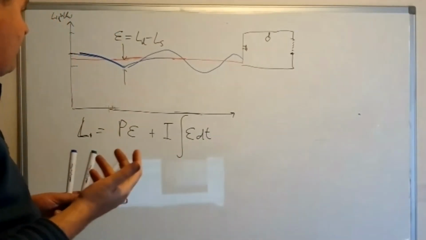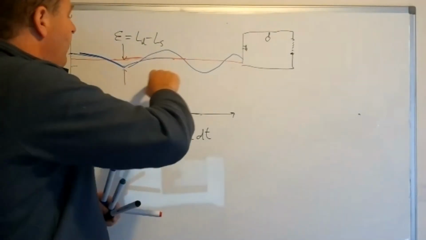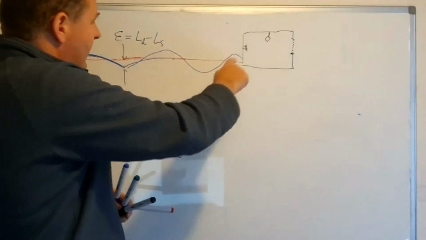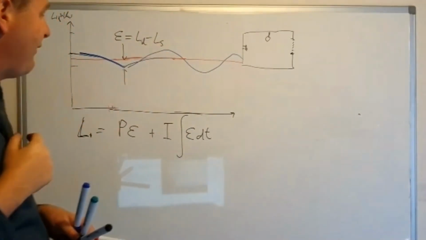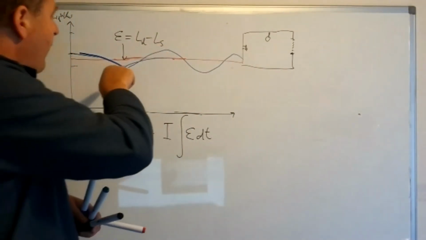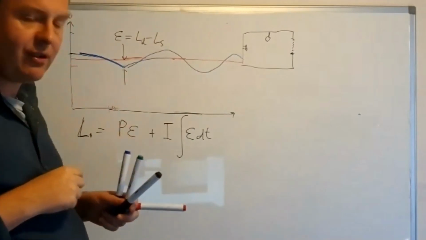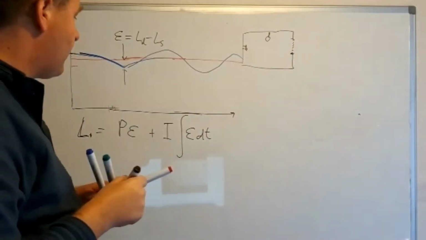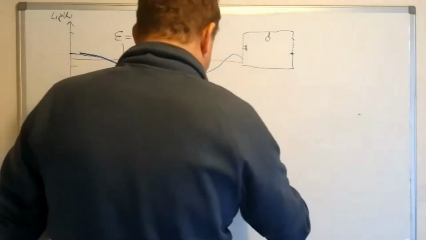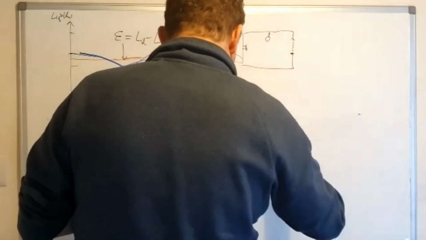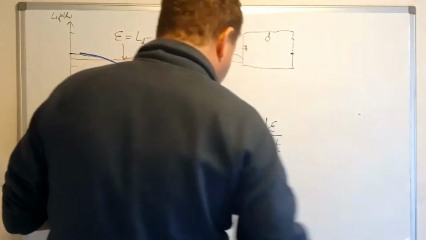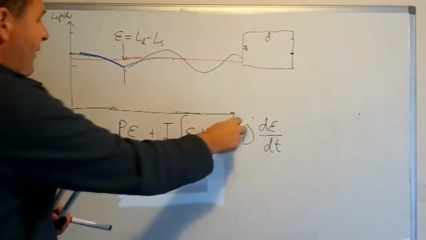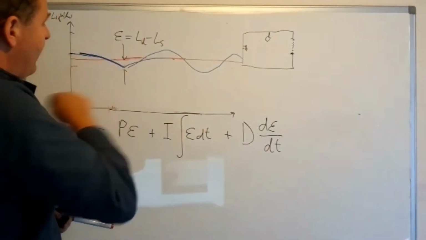So what you can notice is that although the integral is going to average out over time, and the average difference is averaging out over time, the rate of change is always non-zero. So we can simply add another term, which is proportional to the rate of change of the difference between the value we want and the value we've actually got.